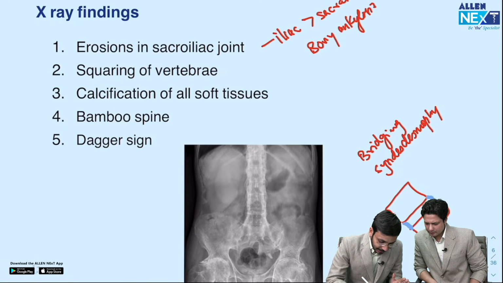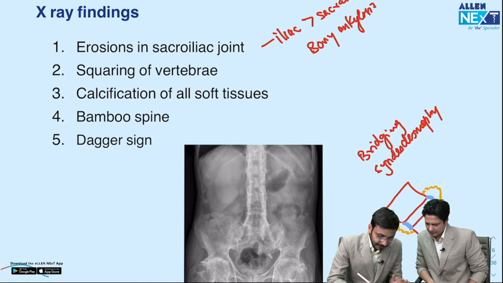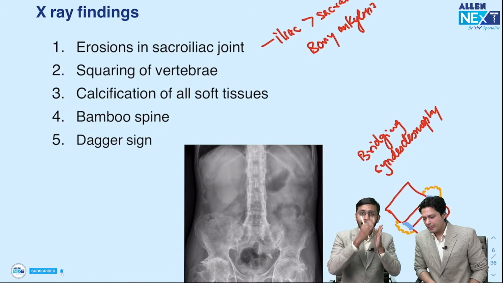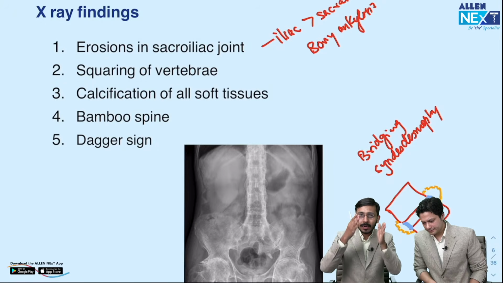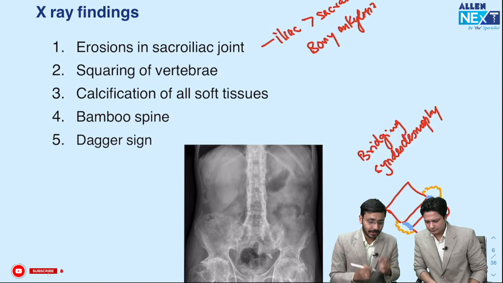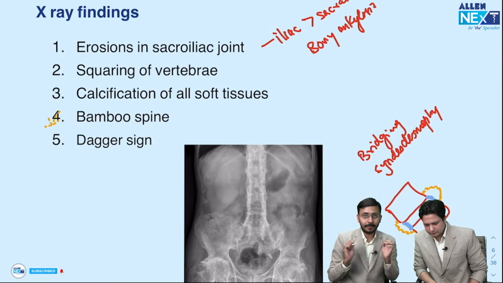Now, sometimes you will see these types of osteophytes. These are osteophytes. These are not syndesmophytes. Syndesmophytes are parallel to the margins of the vertebrae. So remember the term bridging syndesmophytes, which gives the appearance of a bamboo spine.